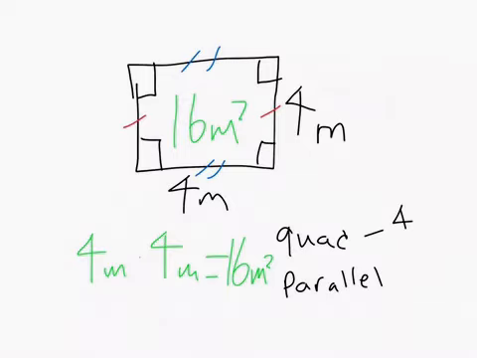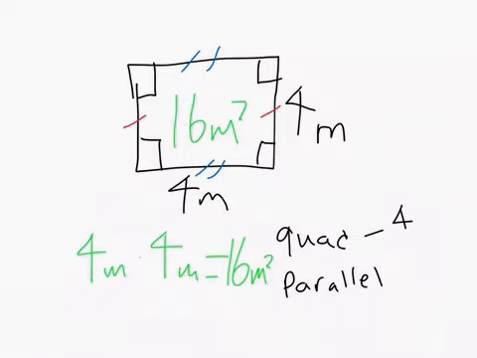Now, a rectangle would be almost the exact same thing. It's a quadrilateral and a parallelogram. The only difference is that not all the side lengths are the same. So the top and bottom have the same side length, and the 2 sides have the same side length, but they are not the same as each other. So the top and the bottom might be 6, and then the 2 side lengths might be 4. That would be a parallelogram that is a rectangle, not a square.